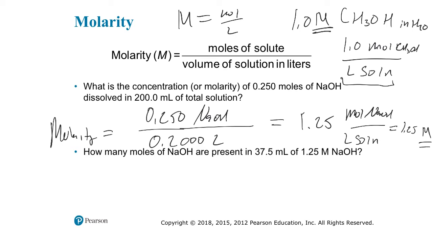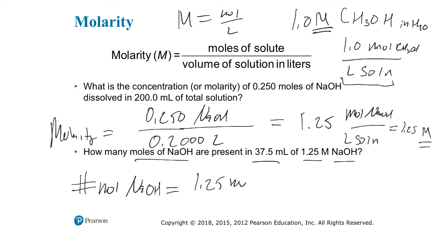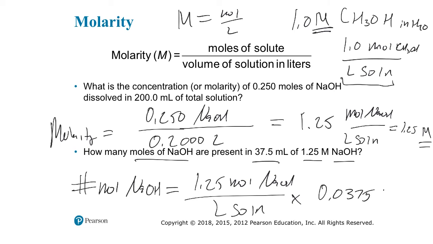So then we could do a problem, like let's say we take 37.5 mils of this 1.25 molar sodium hydroxide. How many moles of sodium hydroxide are present within that solution? Well, I can write the number of moles of sodium hydroxide that we're looking for would be equal to the 1.25 moles of sodium hydroxide per liter of that solution. Then I want to multiply by the liters of the solution that I'm considering here, so 0.0375 liters of that solution.